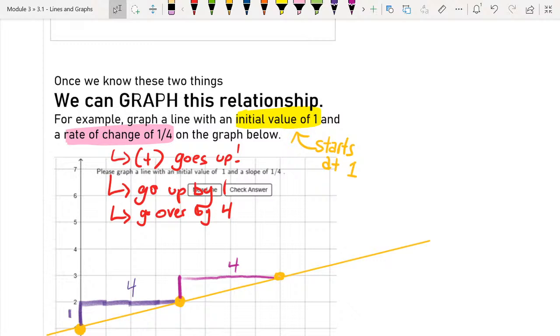If I brought a French student in here, somebody who only spoke French, and I said, excuse me, Jacques, pardon-moi, Jacques. See, I don't speak French. But if I did, if I said, hi, Jacques, graph a line with an initial value of 1 and a rate of change of 1/4, Jacques might be amazing at math. How's he going to do with what I just said?